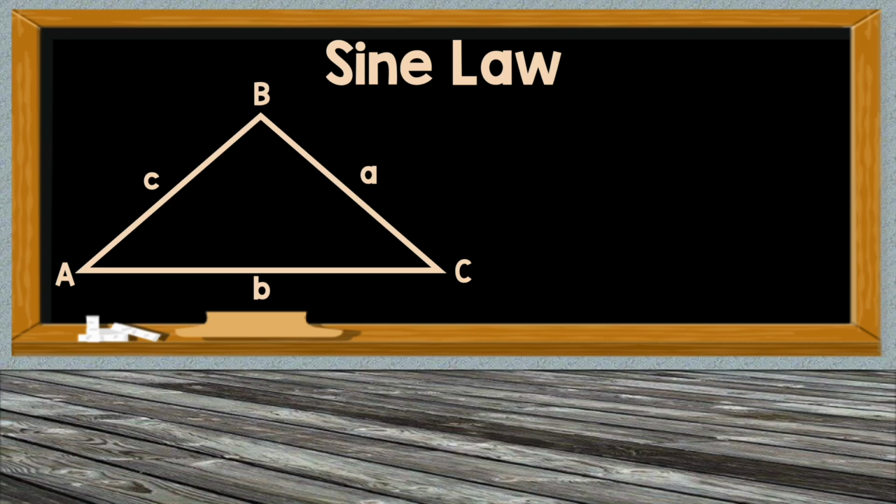Sine law is for when we don't have a right angle triangle, because no right angle triangle means no hypotenuse, so we can't use SOHCAHTOA. So how are we going to find unknown sides or angles?